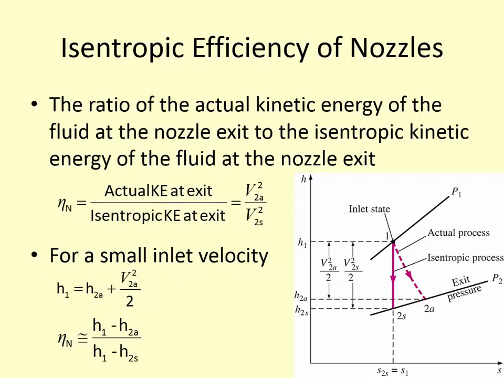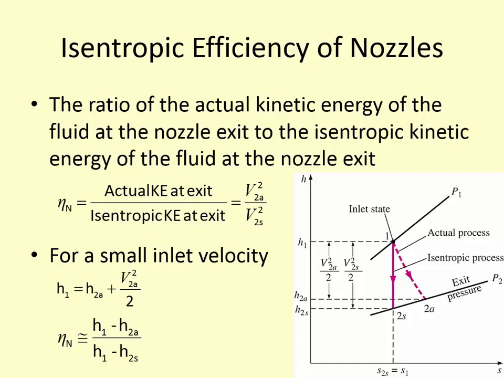We can also find isentropic efficiencies of other steady flow engineering devices that don't have any work interactions with them. So what we're trying to look at is kinetic energy change instead of the work input or the work output. So if we find the actual kinetic energy at the exit and compare it to the isentropic kinetic energy at the exit, that's just a ratio of the square of the velocities. So if we have a really small inlet velocity, the V1 essentially goes to 0. We can calculate that H1 is equal to H2A plus V2A squared over 2. That comes from the energy equation.